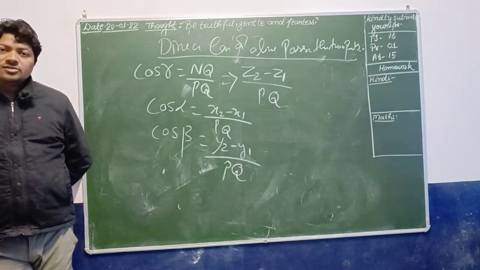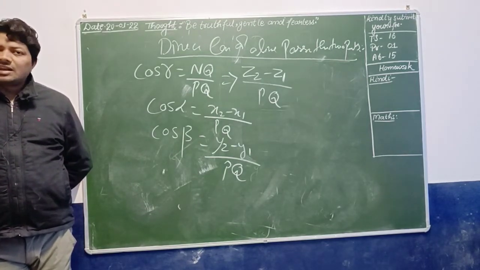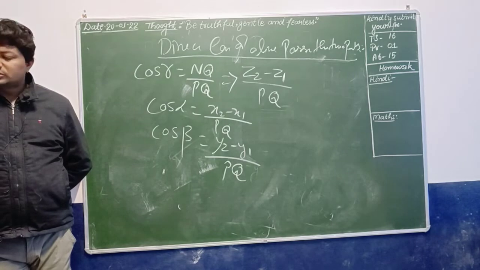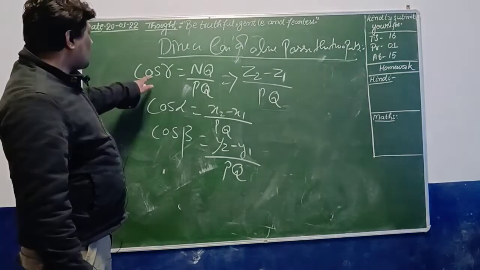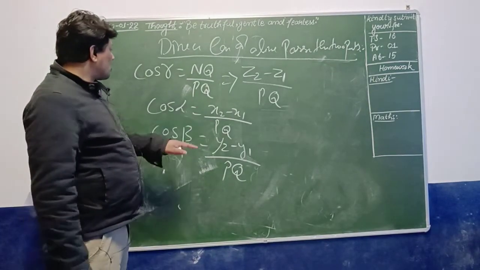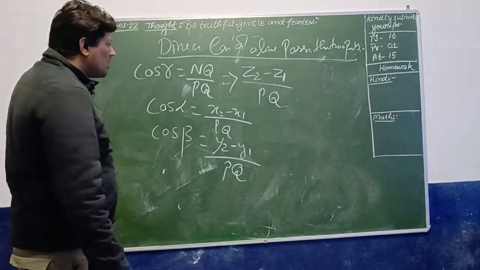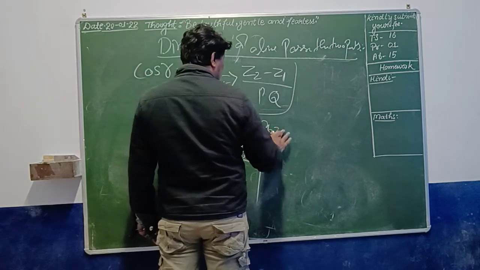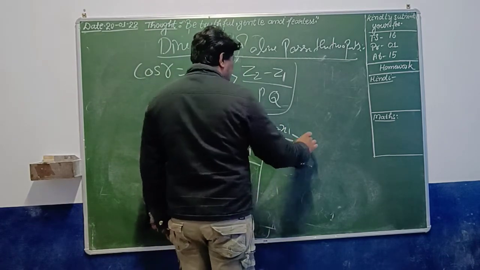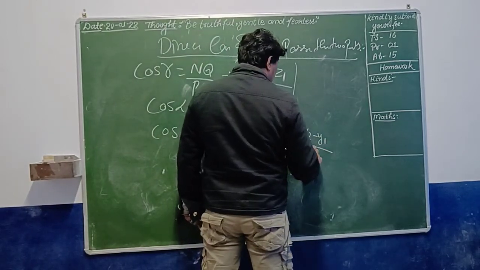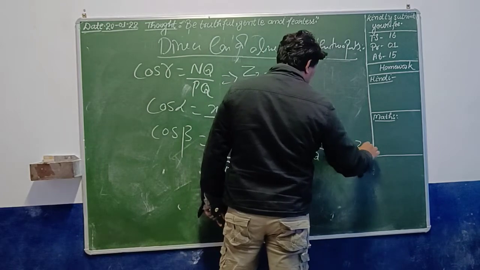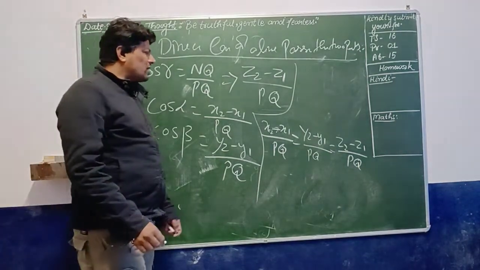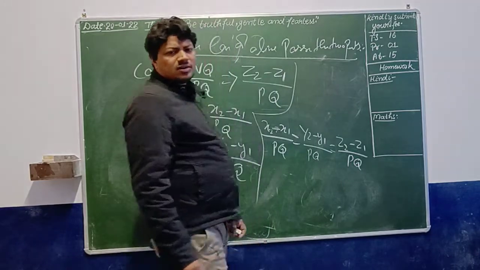PQ. Is it clear? Hence, the direction cosines of a line segment joining the points P(x1, y1, z1) and Q(x2, y2, z2) are: cos alpha equal to (x2 minus x1) divided by PQ, cos beta equal to (y2 minus y1) divided by PQ, and cos gamma equal to (z2 minus z1) divided by PQ. Is it clear?